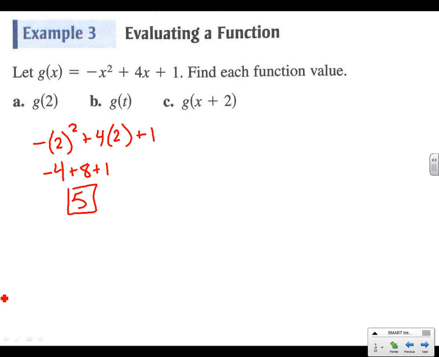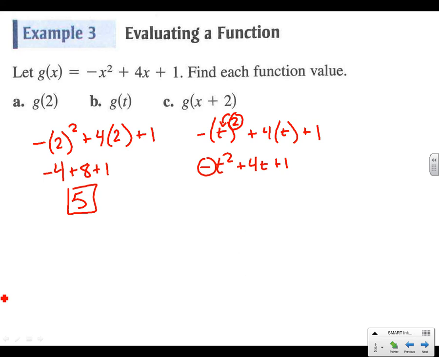How about t? Everywhere I see an x, I'm going to pop in t. Negative t squared plus 4t plus 1. And so that just turns into -t squared plus 4t plus 1. Notice this stays negative because the squared is only going to the parentheses, negative out front.